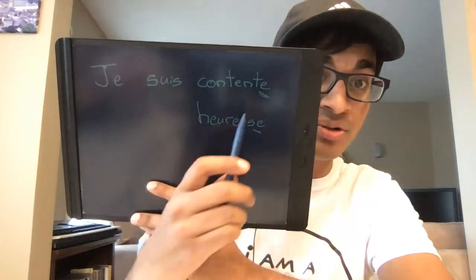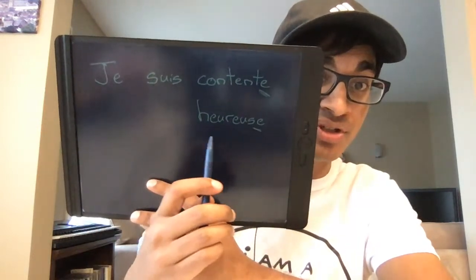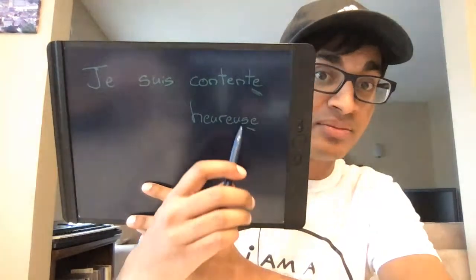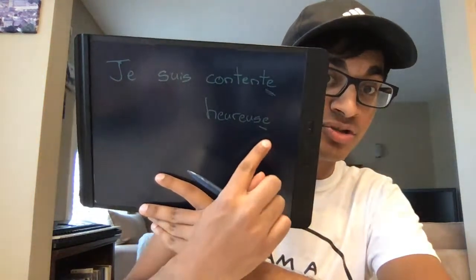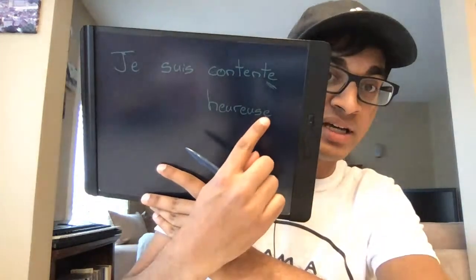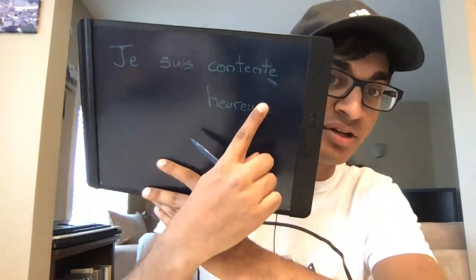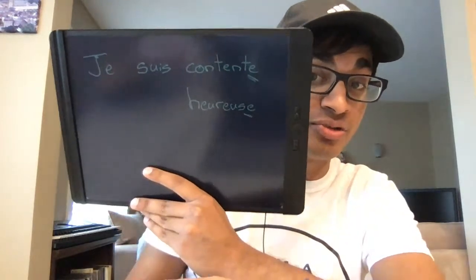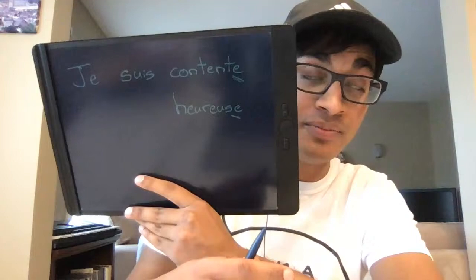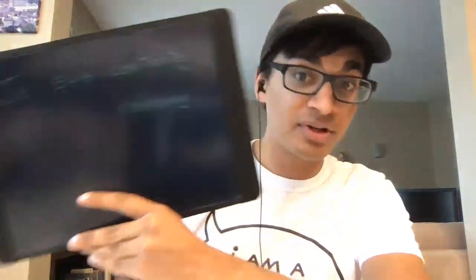So if you're a girl, je suis contente. If you're a girl, je suis heureuse. If you're a guy, je suis content, no E. Je suis heureux, and you'll just have an X here and not an SE. Heureux. Je suis content, just for a guy. Je suis contente for a girl. Je suis heureux for a guy. Je suis heureuse for a girl. Okay. I'll make sure that's also there in the Google Doc for reference.